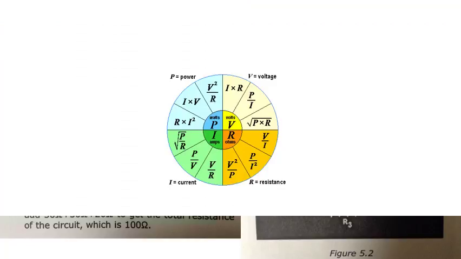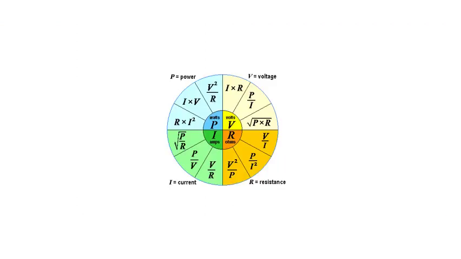There are other formulas to find power in a series circuit. Refer to the circle diagram of formulas from lesson 4. Use the formula for the known values. Sometimes you'll have to solve other values to get a known value.